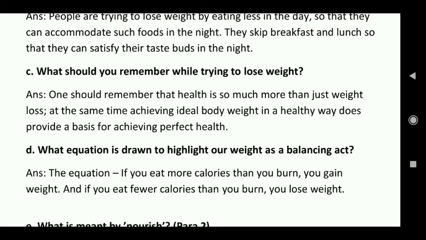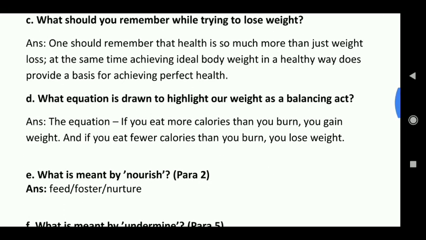And the fourth question is, what equation is drawn to highlight our weight as a balancing act? The equation: if you eat more calories than you burn, you gain weight, and if you eat fewer calories than you burn, you lose weight. I hope you have written the fourth question also with its answer.